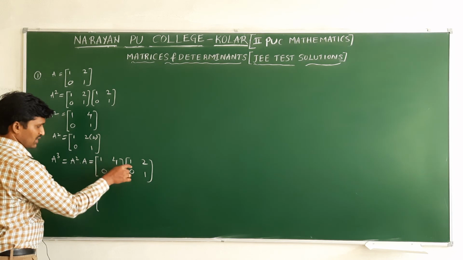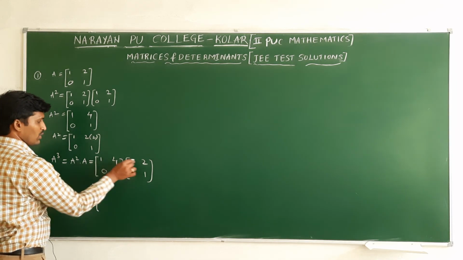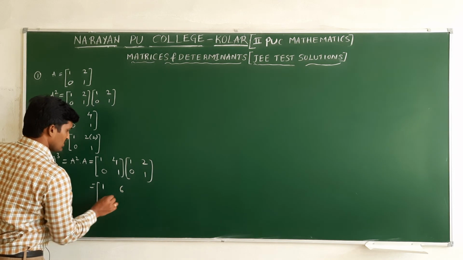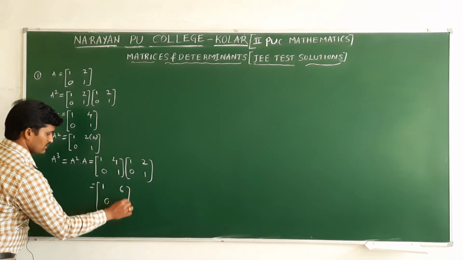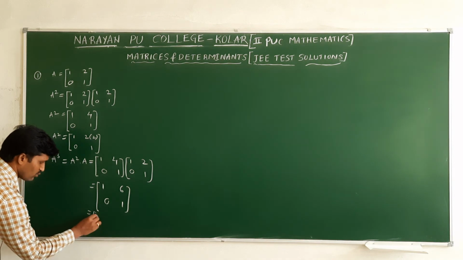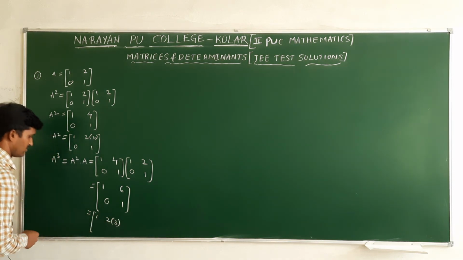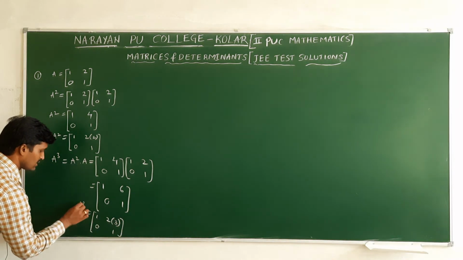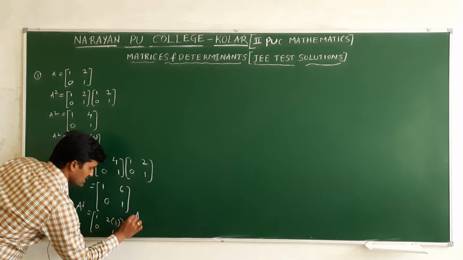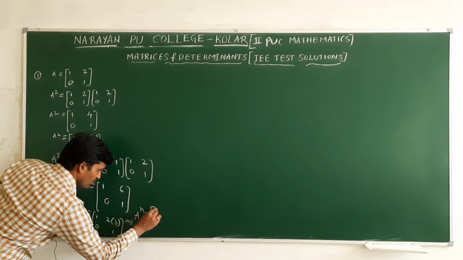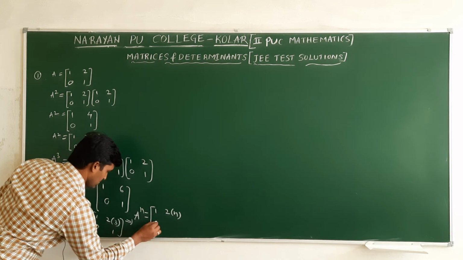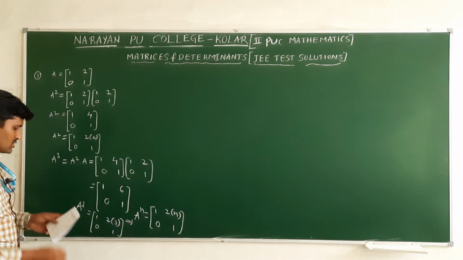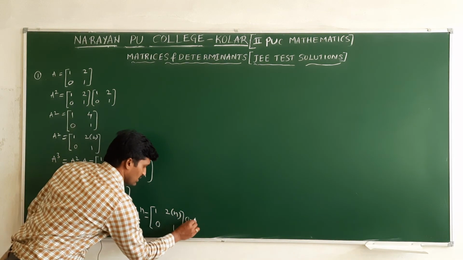First row with first column, 1 into 1 plus 4 into 0, that is 1. 1 into 2 is 2, plus 4 into 1 is 4, so 2 plus 4 is 6. Then 0 and 1. The expression we get is 1, 6 which we can write as 2 into 3, then 0 1. This is A cube. From this we can write A power n like this: 1 2 into n 0 1, that is 1 2n 0 1, which is option 3, the correct one.